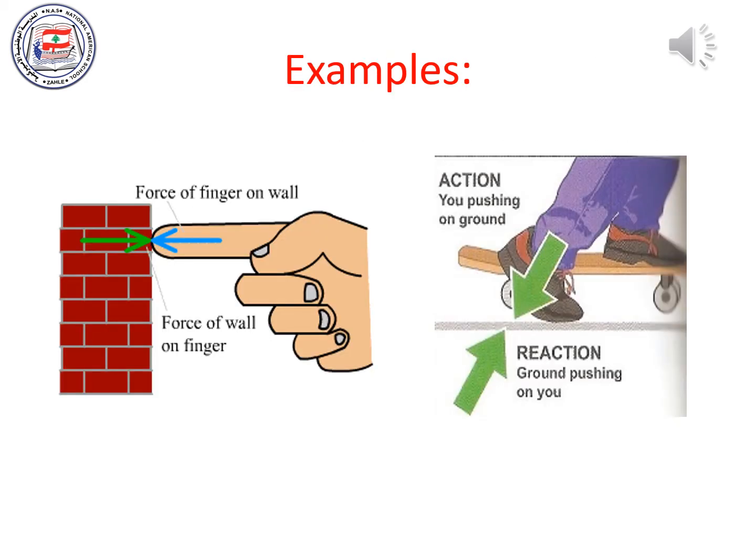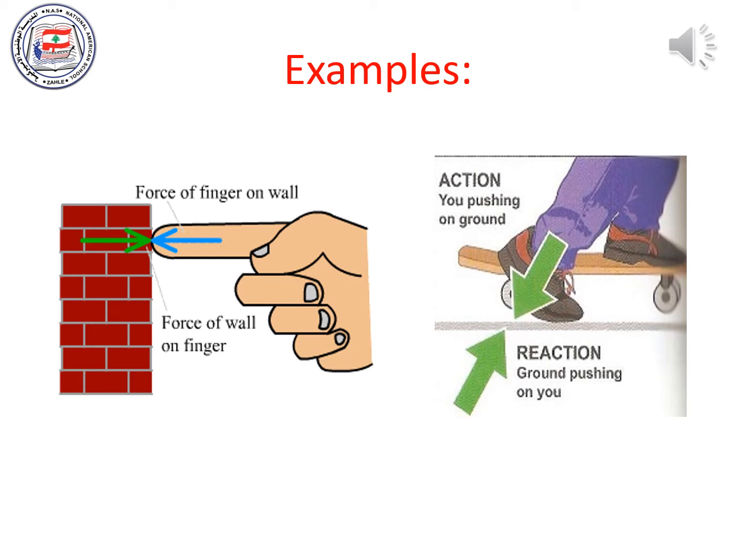In the figures shown in front of you, you can see two examples of action-reaction forces. To the left, if you push the wall with your finger, there is the action force of finger on wall, and there is the reaction force of wall on finger. They are equal in magnitude and opposite in direction and acting on different objects. The first force acts on the wall, the second force acts on the finger.